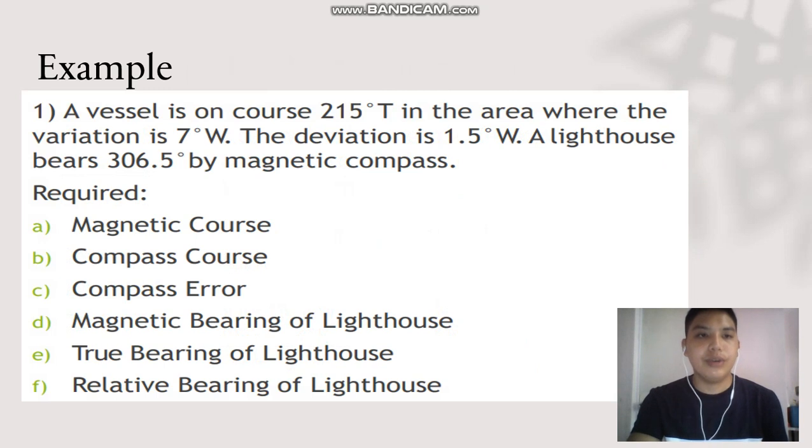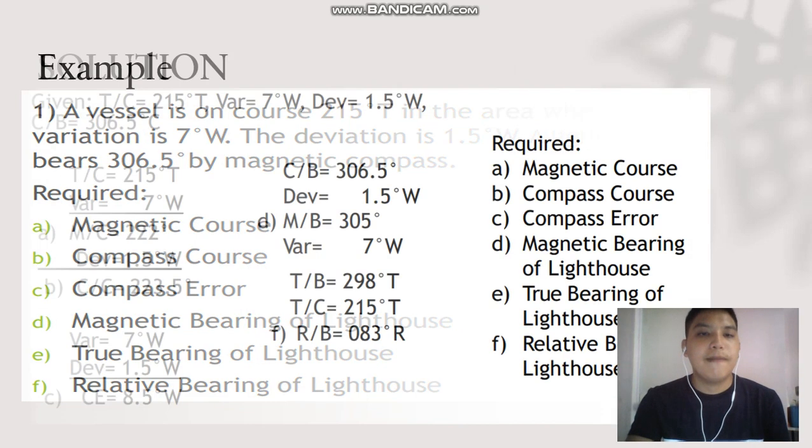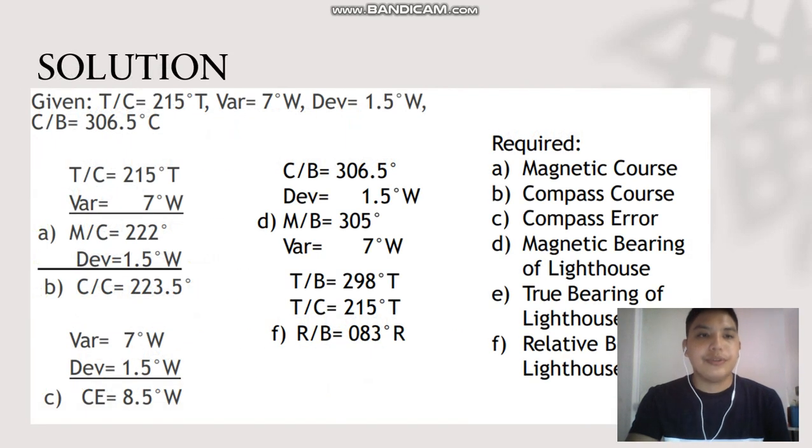Sample number 2. A vessel is on a course of 215 true in the area where the variation is 7 degrees west. The deviation is 1.5 degrees west. A lighthouse bears 306.5 degrees by magnetic compass. Solution. Given that the true course is equal to 215 true, the variation is equal to 7 degrees west, deviation is equal to 1.5 degrees west, compass bearing is equal to 306.5 degrees.